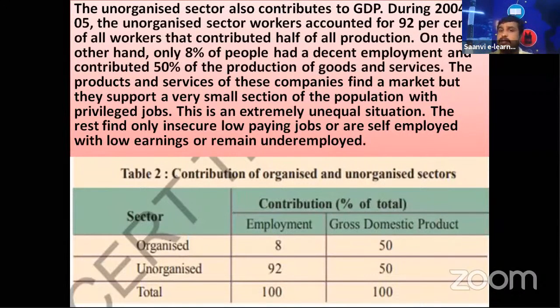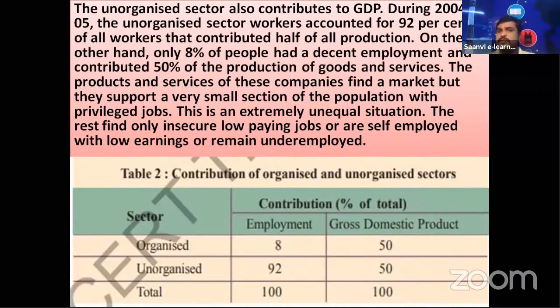When we do the overall calculation, we find it is 50%. And on the other hand, only 8% of the people had a decent employment, or organized sector employment. Decent in the sense of organized sector employment, and they contributed 50% of the production of goods and services. It means equally, 92% are unorganized sector people.